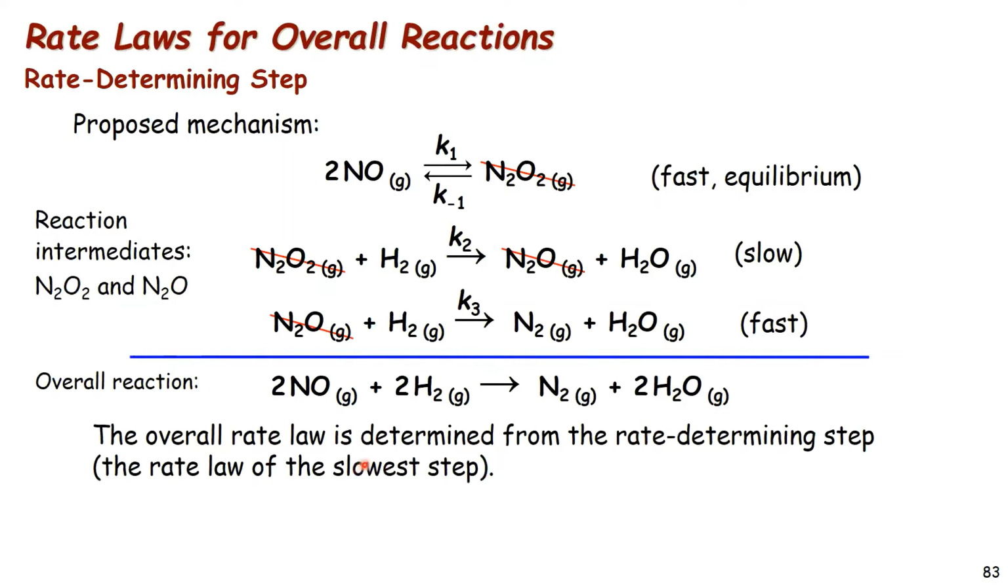So again, the overall rate law is going to be determined by the slowest step. So that's this one right here. And you'll always be told what the slow step and the fast steps are. And so the slow step then is going to be rate equals k2 times the concentration of N2O2 raised to the first times the concentration of H2 raised to the first. But again, the problem is that the rate law cannot contain a reaction intermediate, so that shouldn't be there.